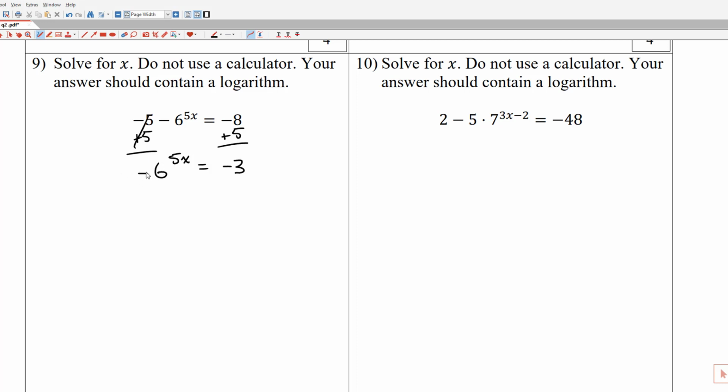So I'm going to go ahead and switch the signs by essentially multiplying by negative 1 on both sides.